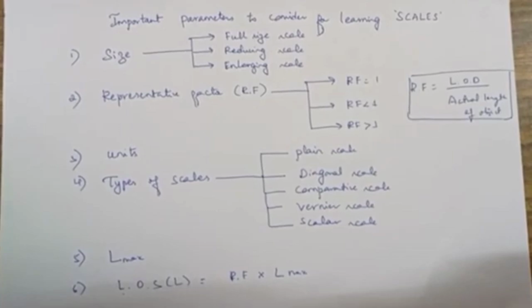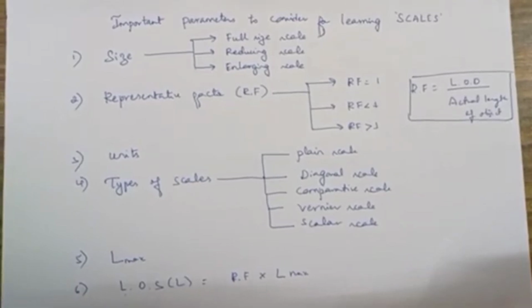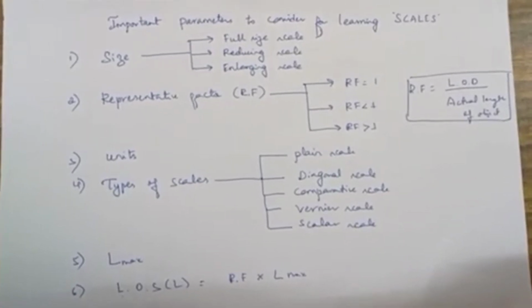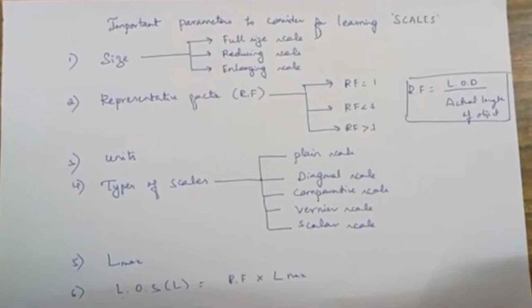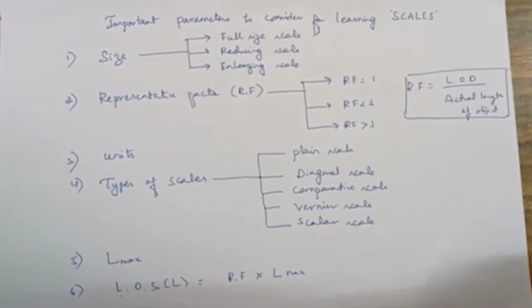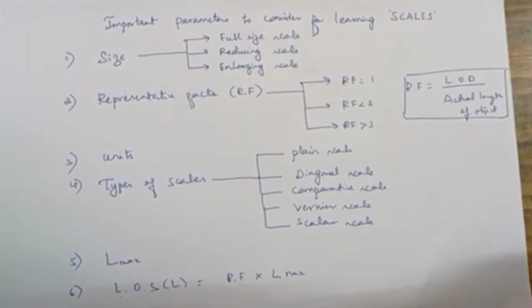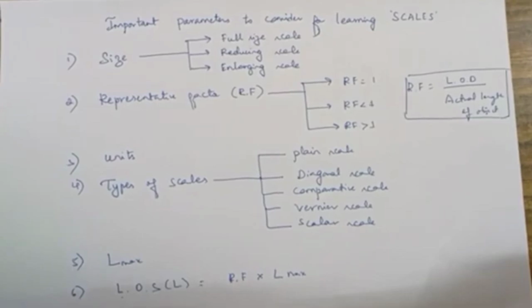Length of the scale is the reduced scale. You can see that we have used the RF, the representative factor, wherein we can use the maximum length of the object. In some cases we can use the maximum length of the object, and in other cases, based on the requirement, we can choose the length. These are the important factors we should consider before we start learning the scale. Each of these things we should clearly understand.